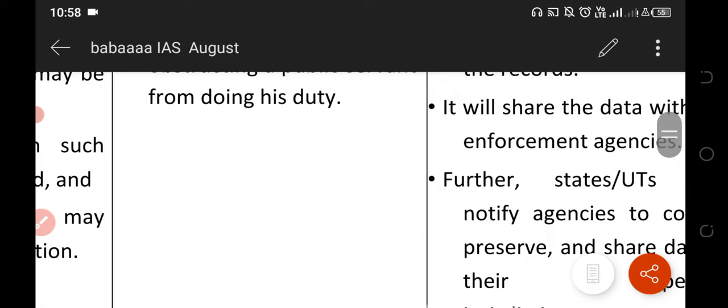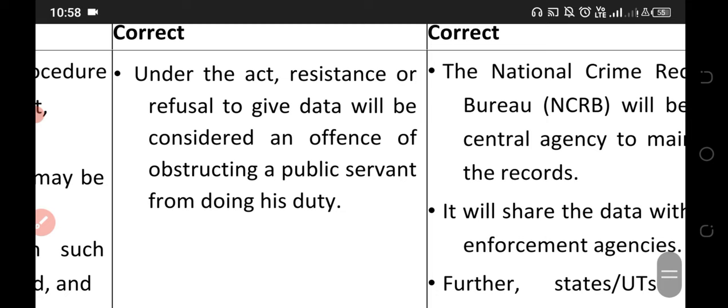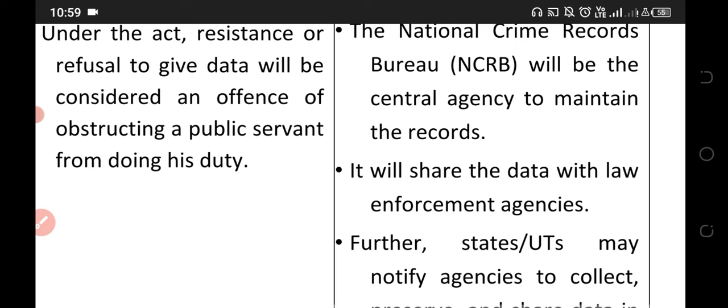Under this act, the resistance or the refusal to give data will be considered an offense. Agar aap nahi denge to ab ye offense kahlayega, the obstructing a public servant from doing his duty, matlab aap usko uski duty se rok rahe hain.